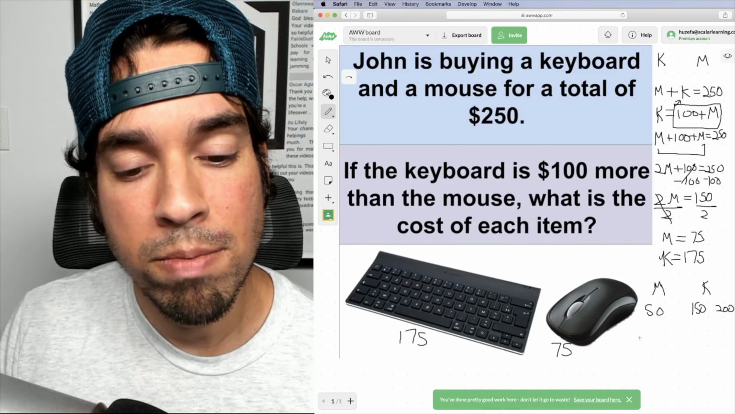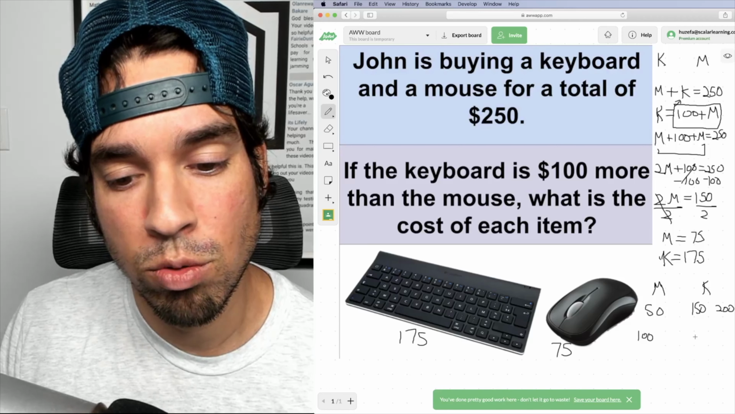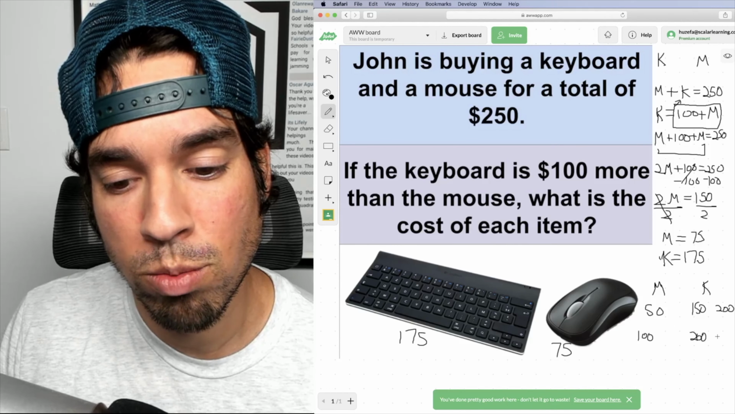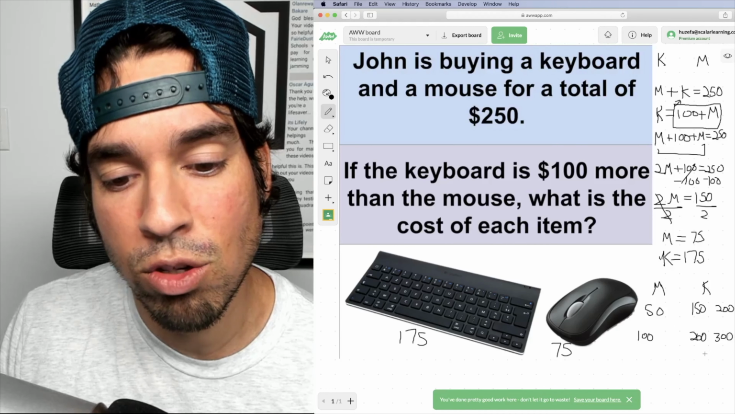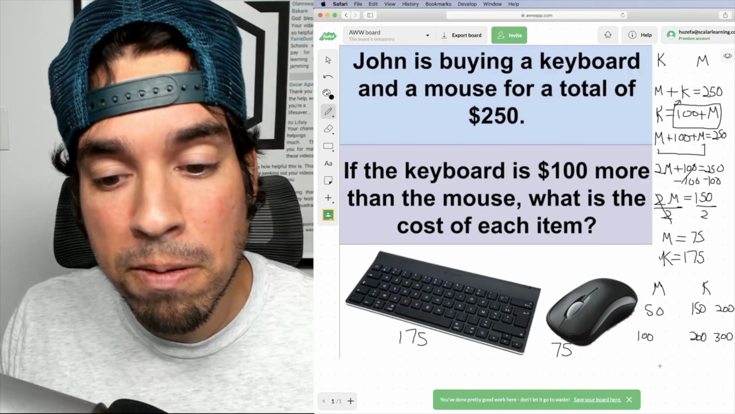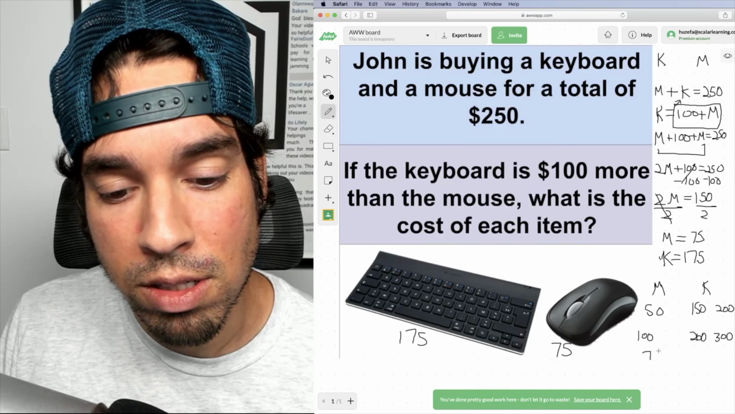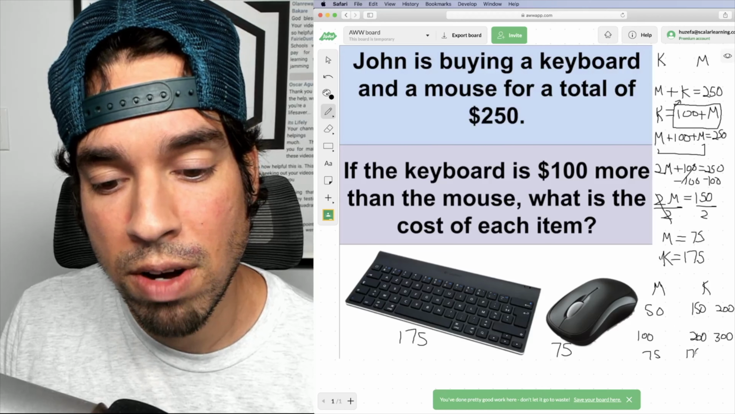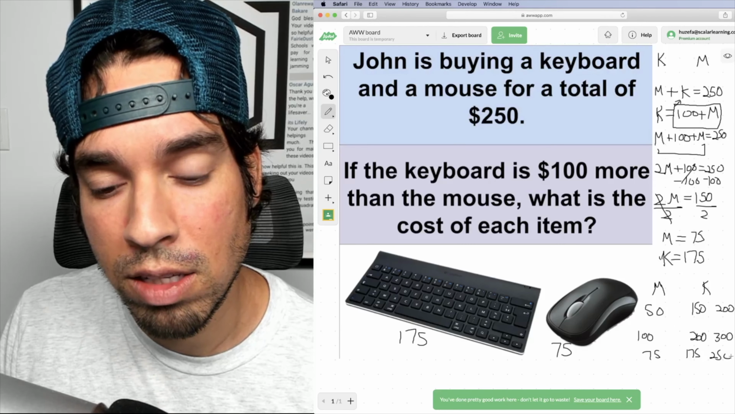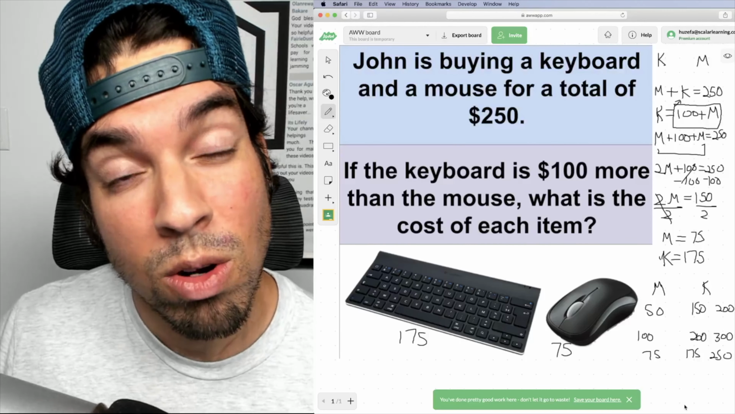What if the mouse were 100 bucks? Then this would be 200, right? 100 more, and that total is 300, so that's too high. So you can start to hone in on that magic number of 75 and 175, and then boom, we've got the total of 250, so we know we hit the sweet spot.